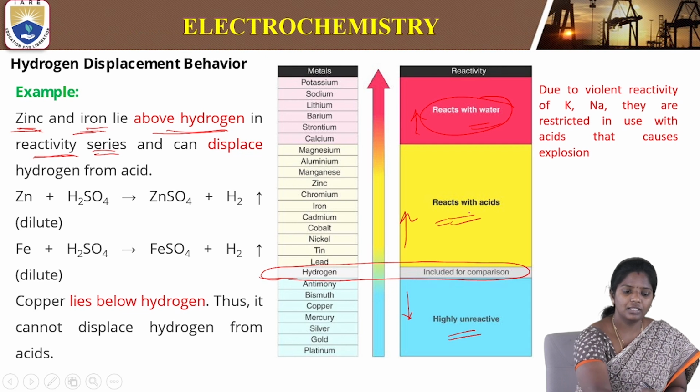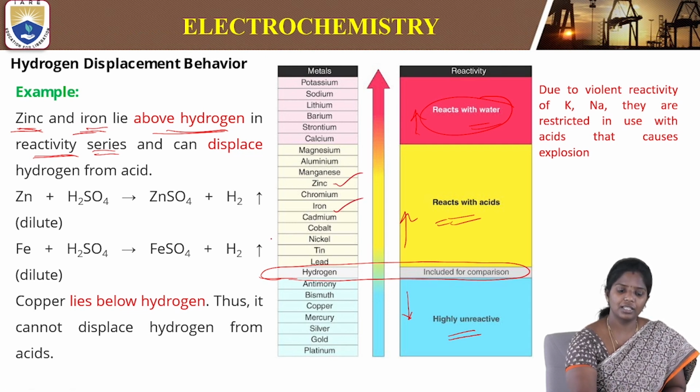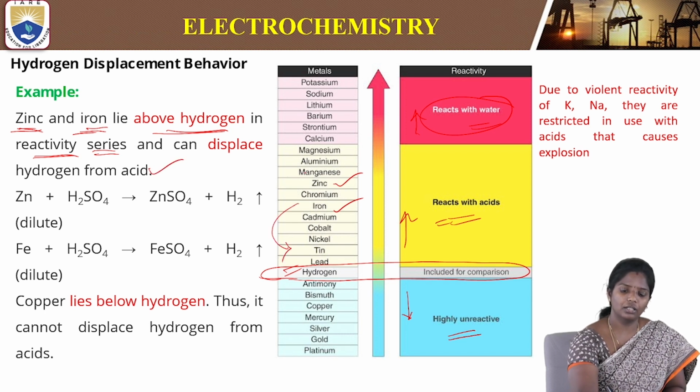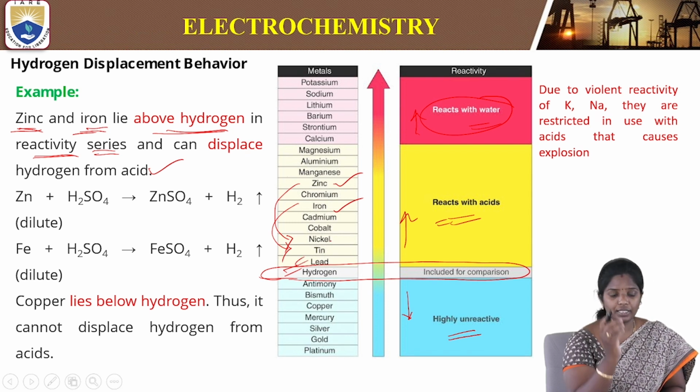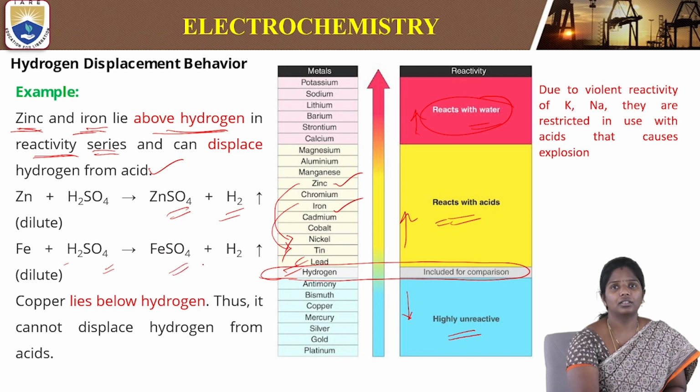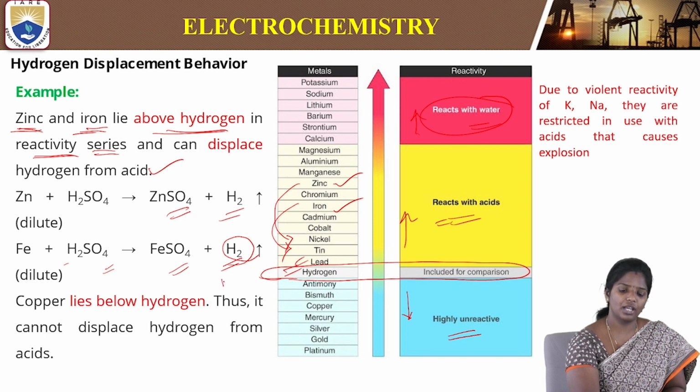For example, zinc and iron lie above hydrogen, so they can replace hydrogen in the reaction. For example, zinc plus sulfuric acid gives rise to zinc sulfate and H2 gas, or iron plus sulfuric acid gives rise to iron sulfate and H2 gas. So H2 gas is evolved.